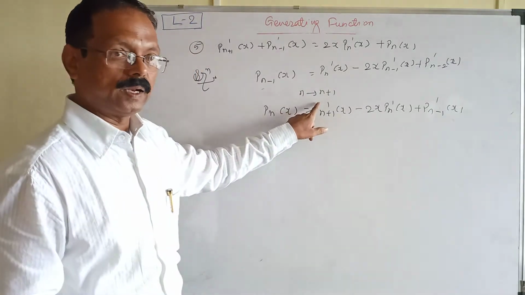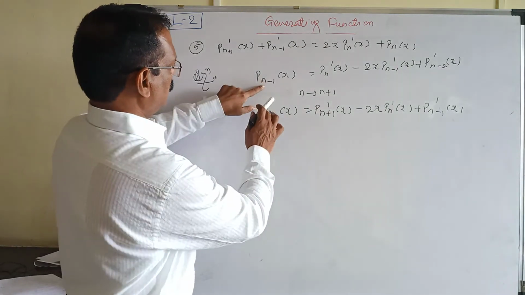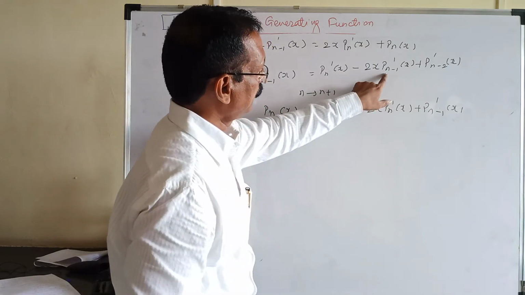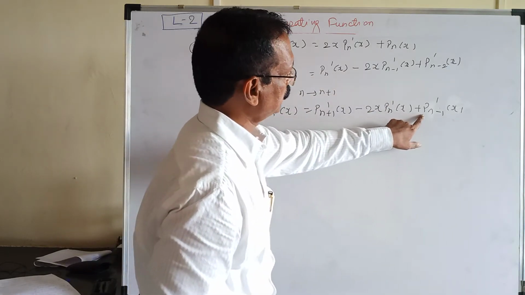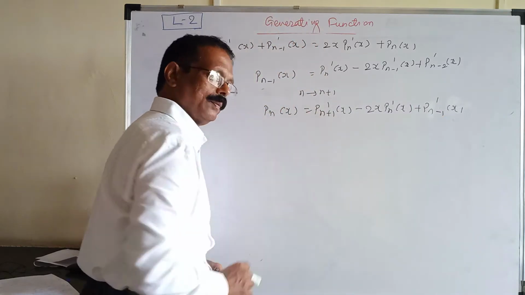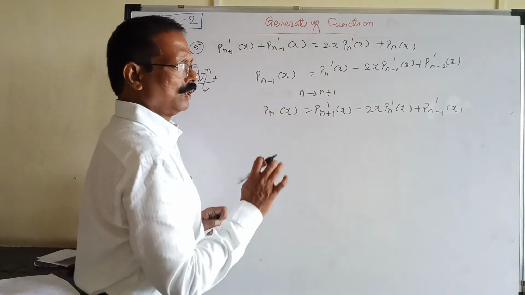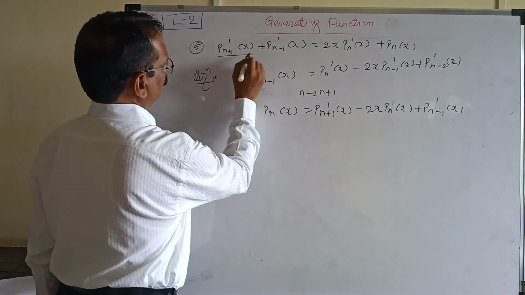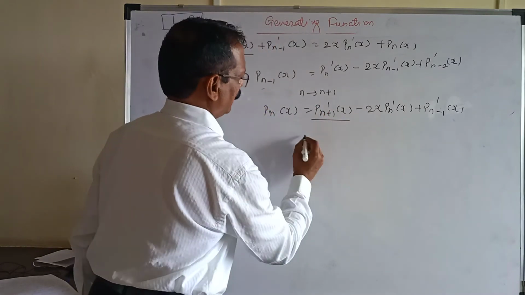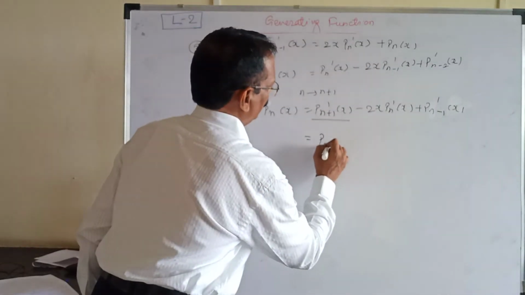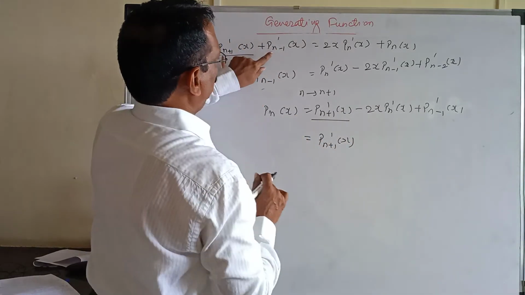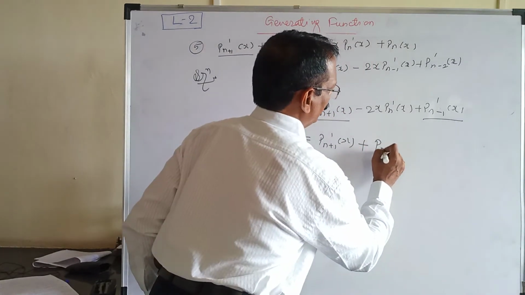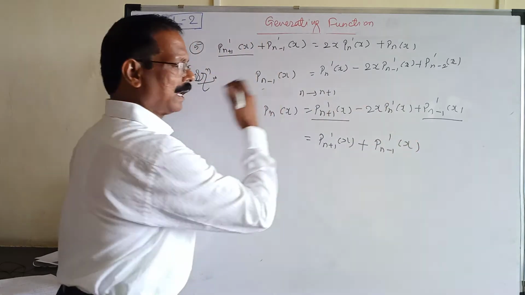So here replace n by n plus 1, we get Pn of x. Instead of this we get Pn plus 1 of x minus twice x Pn dash of x plus Pn minus 1 dash of x. So by replacing n by n plus 1, we get the result here. So here it is Pn plus 1 dash of x. Keep it as it is: Pn plus 1 dash of x plus Pn minus 1 dash of x. This term, take as it is: Pn minus 1 dash of x as it is.